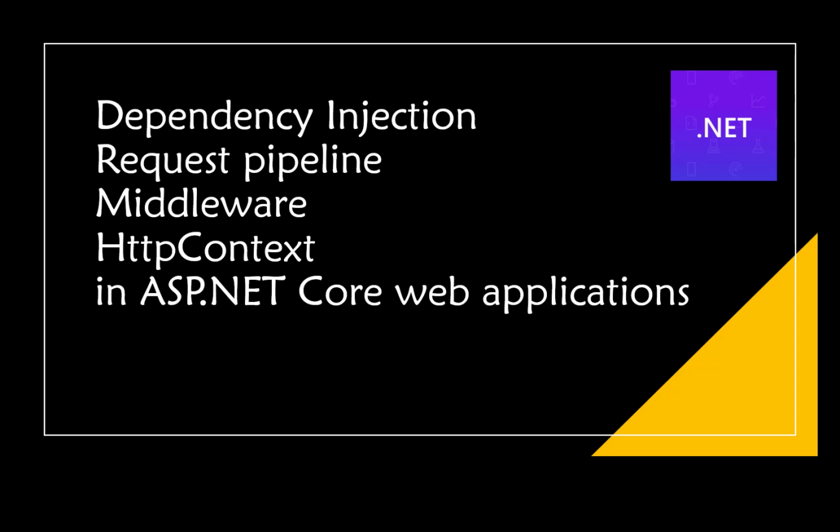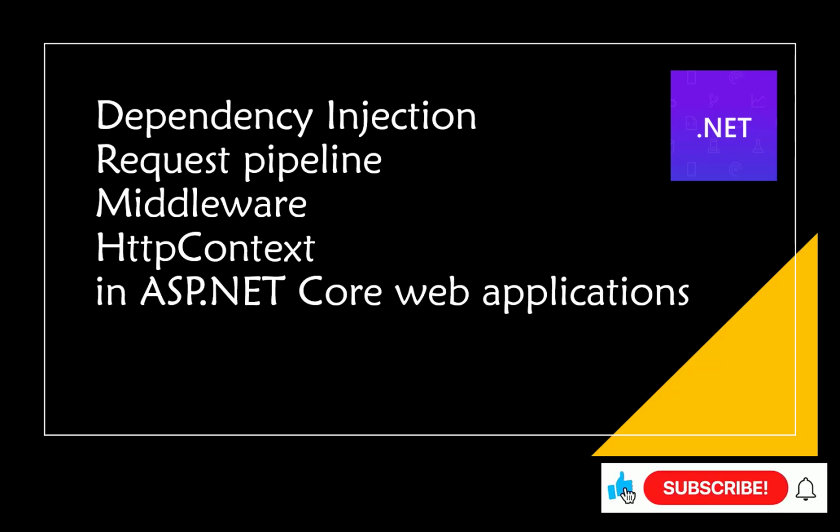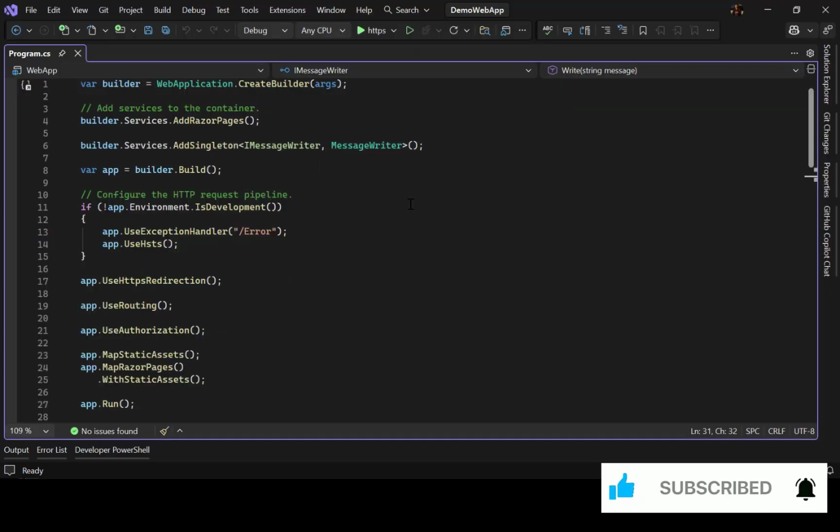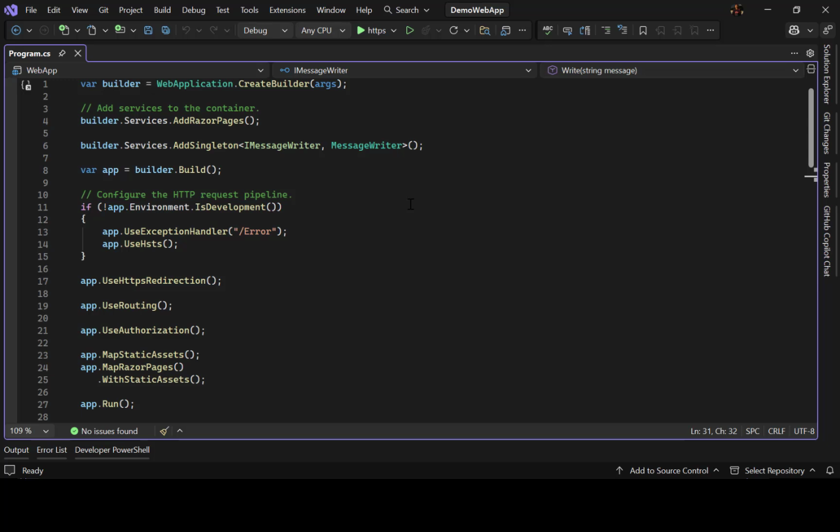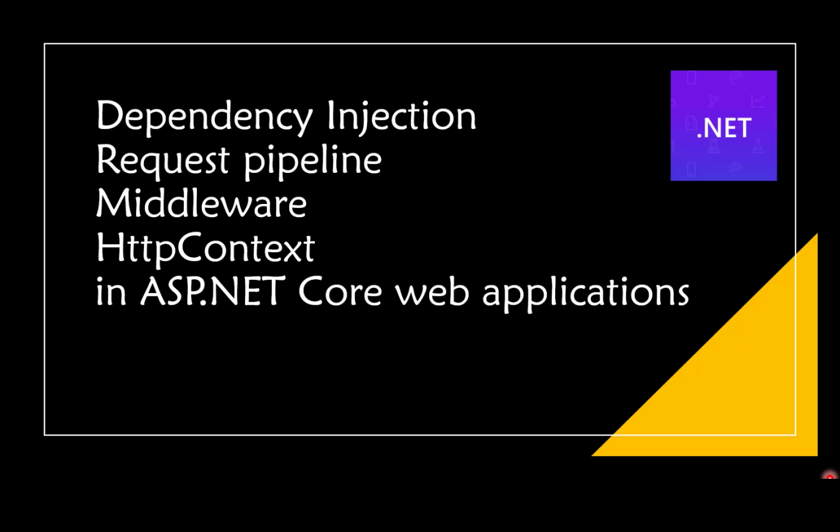Hi friends, in this video we're going to talk about dependency injection, request pipeline, middleware and HTTP context in ASP.NET Core web applications. When you create a simple .NET web application, you will see boilerplate code something like this. We'll try to understand the concepts that are used to create this simple .NET web application. So before understanding the source code, let's try to understand the concepts that are used to write this source code.